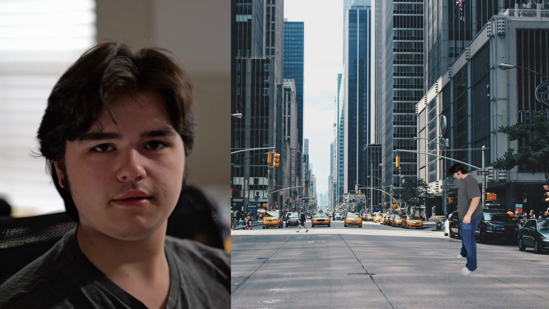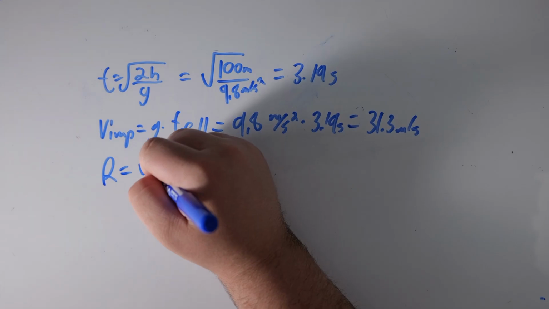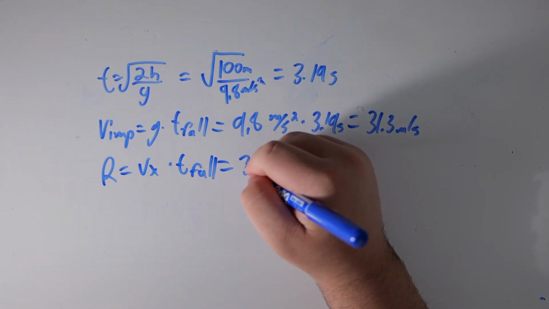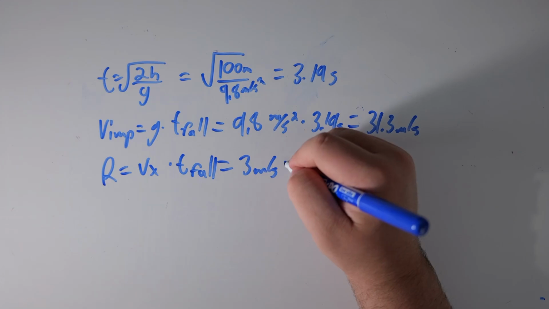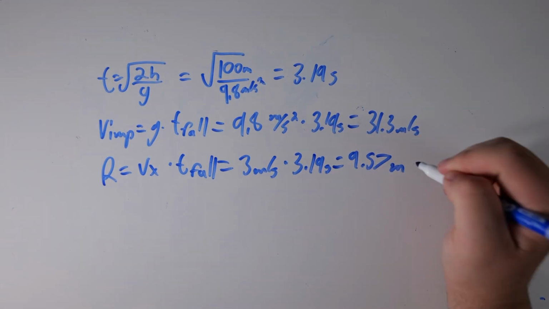They're completely fine. And then we can determine the range traveled. Range equals Vx times time to fall, which would then equal 3 meters per second times 3.19 seconds, which would equal 9.57 meters.